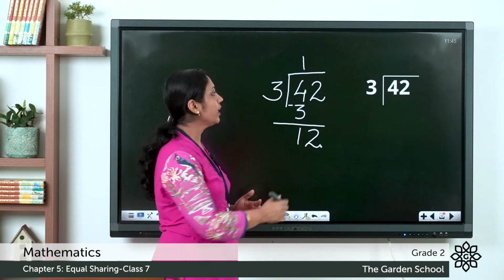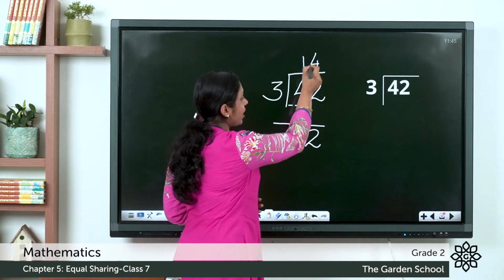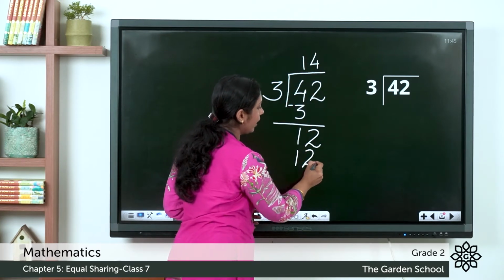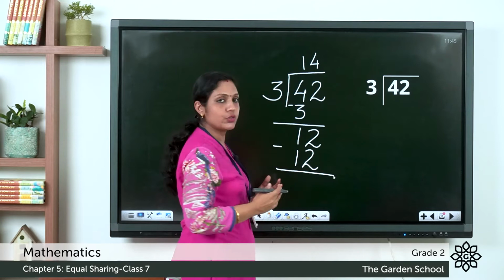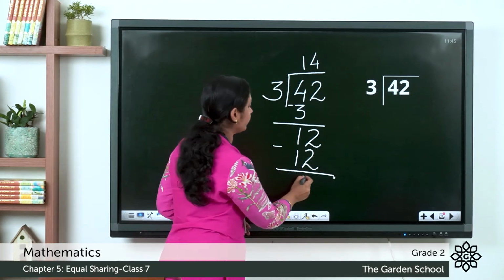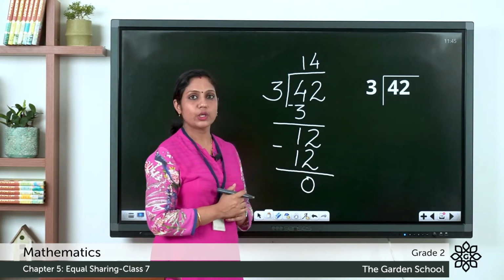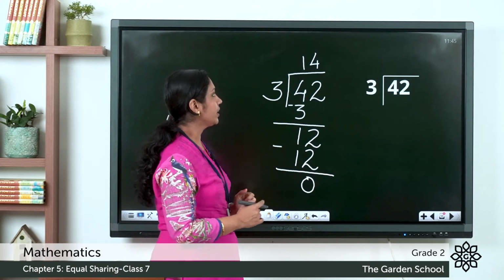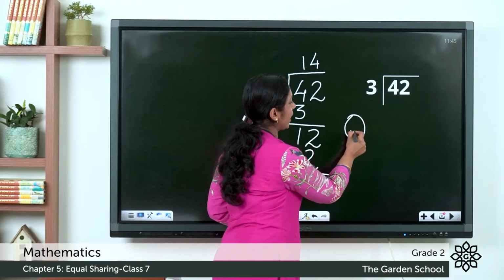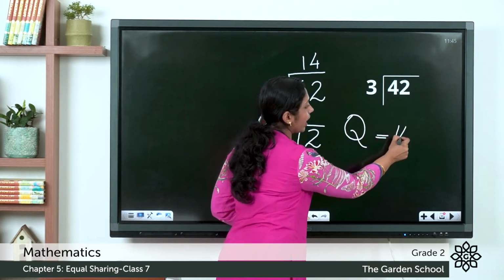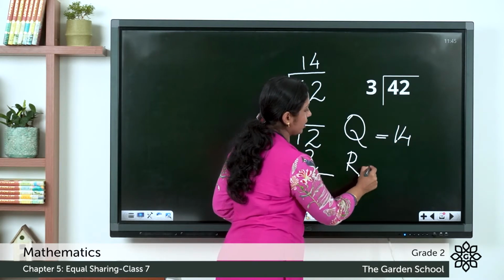So how much did we get? 3 fours are 12. And again subtract. So 12 minus 12 is 0. So how much is the quotient? 42 divided by 3. The quotient is 14 and the remainder is 0.